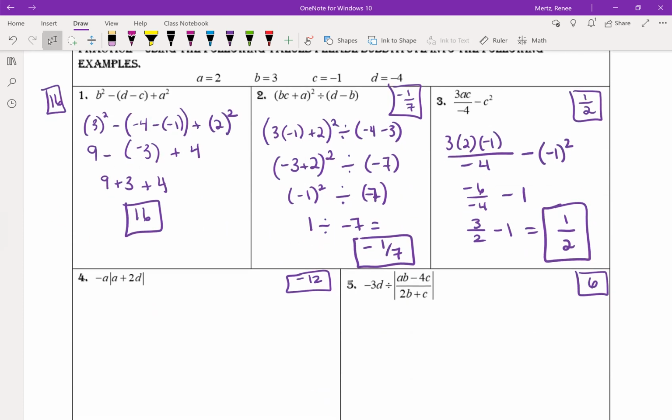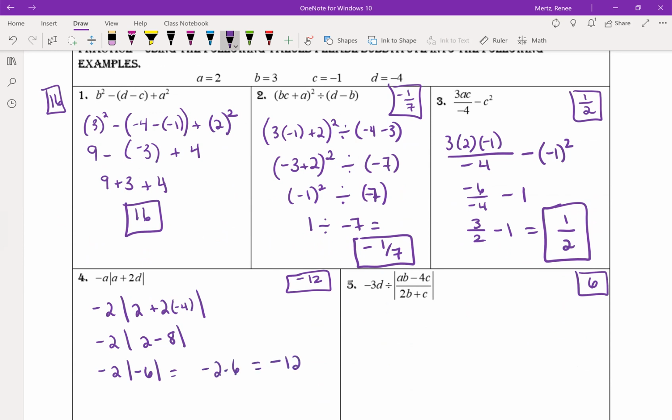Number 4, we get a negative 2, and then we get the absolute value of a 2 plus 2 times negative 4, all inside the absolute value. So we get negative 2. We get 2 minus 8 inside the absolute value. Treat the absolute value like a parenthesis. You have to do that first. So negative 2 times the absolute value of negative 6. The absolute value of negative 6 becomes 6, so negative 2 times 6, which is negative 12.